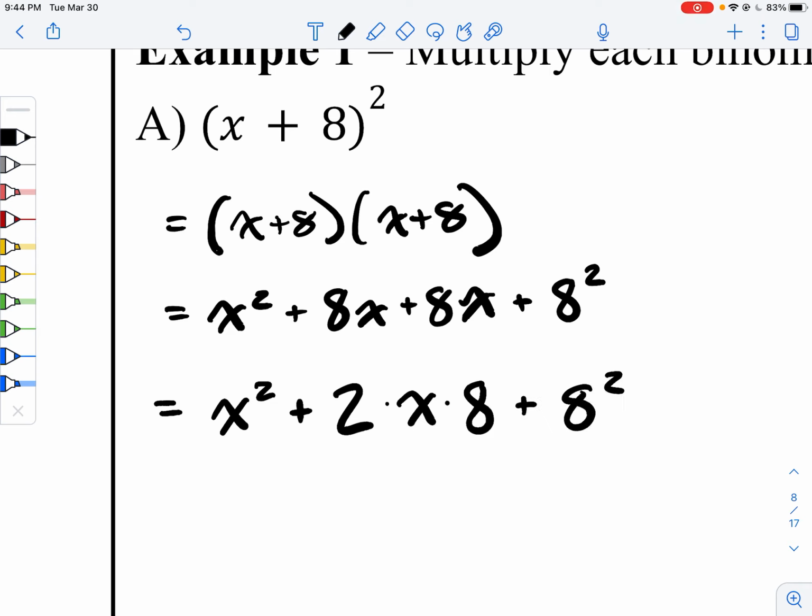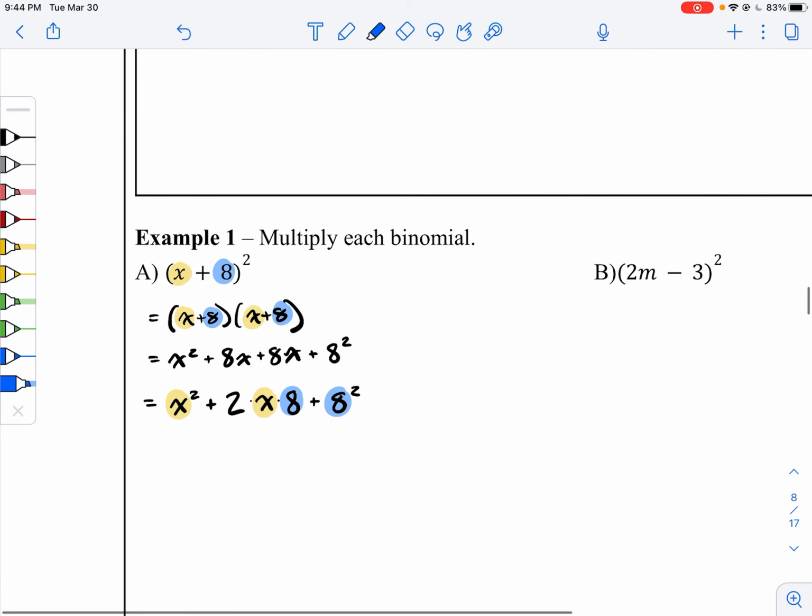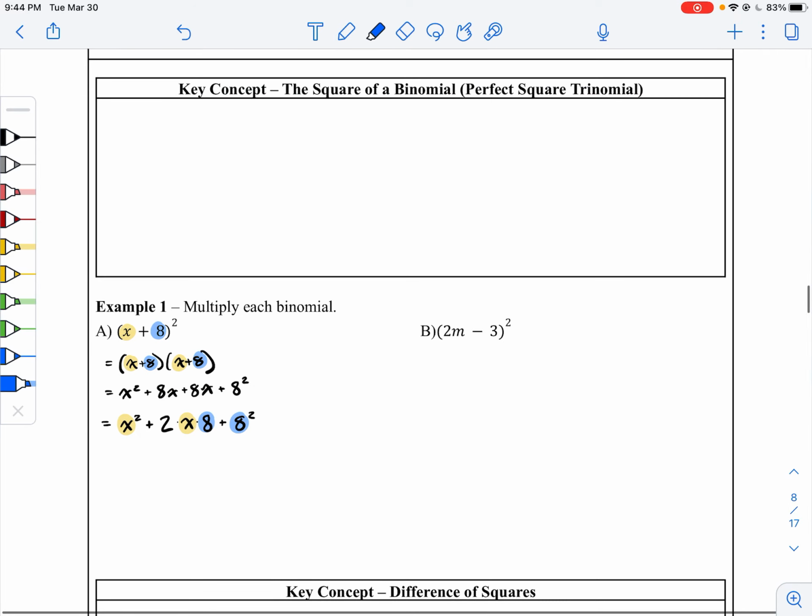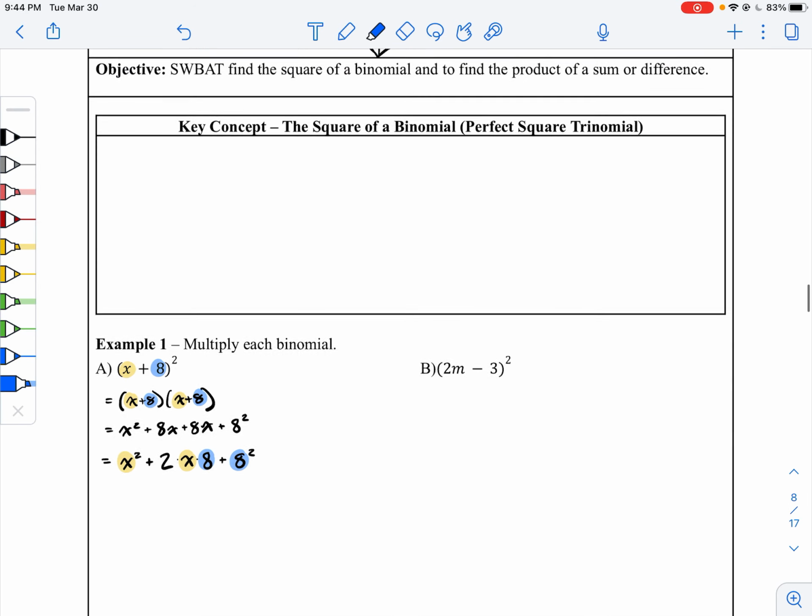And this is the pattern I want to show you. Whenever you have a square of a sum, so you have something plus something else, you can rewrite it like that. It will always take the pattern of the first item squared, plus 2 times the first item times the second item, plus the last item squared. And that's our shortcut that we're going to do today.